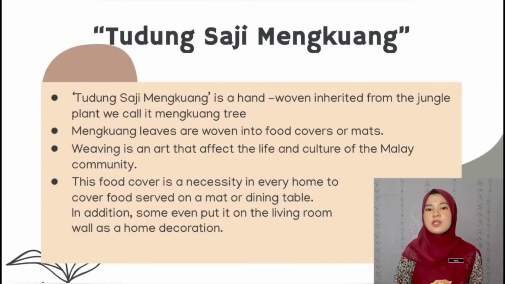Introduction. Tudung Saji Mengkuang is a handicraft inherited from the jungle plant, namely the Mengkuang tree. Mengkuang leaves can be woven into food covers or mats. Tudung Saji Mengkuang was woven by the Malay community a long time ago. Weaving is an art that affects the cultural life of the Malay community. This food cover is a necessity in every home to cover the food served on the dining table. In addition, some people also place it on the wall of the living room as a home decoration.